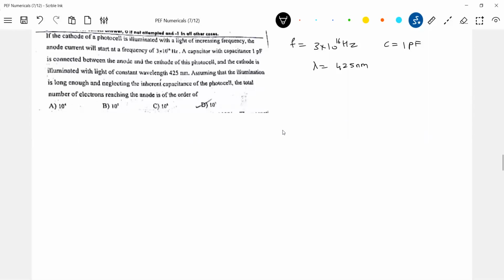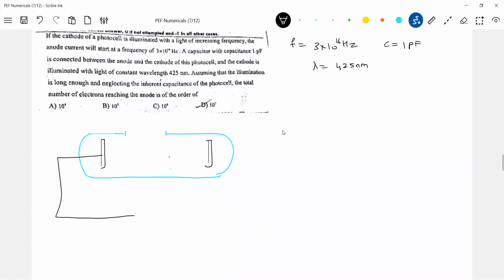Now, similarly, the same problem. There's a photocell, and to this, what happened? A capacitor is connected. I think this was the question. You read it. The information given is of this much.